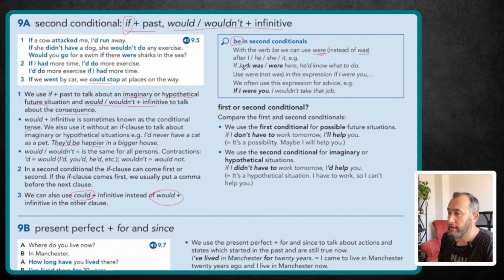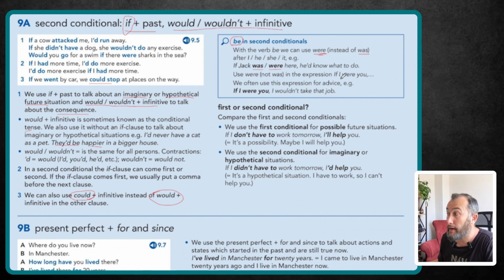Both correct. Like, if Jack was here, if Jack were here, that's correct. Because Jack here is a man, so it will be he. If he was here, or if he were here, he would know what to do. So here, equally applicable. Both correct.